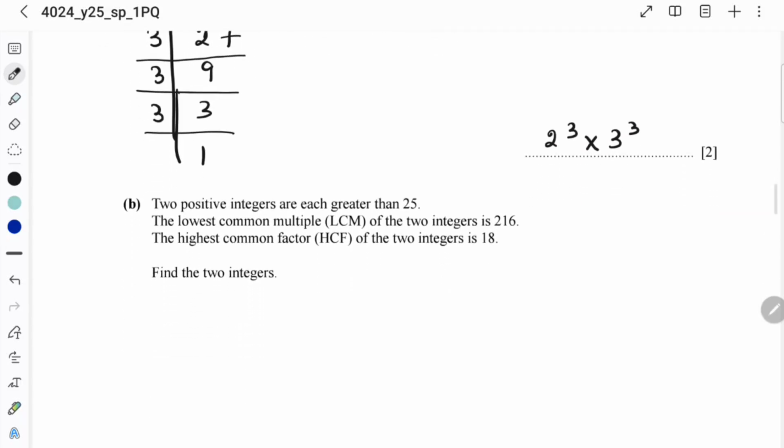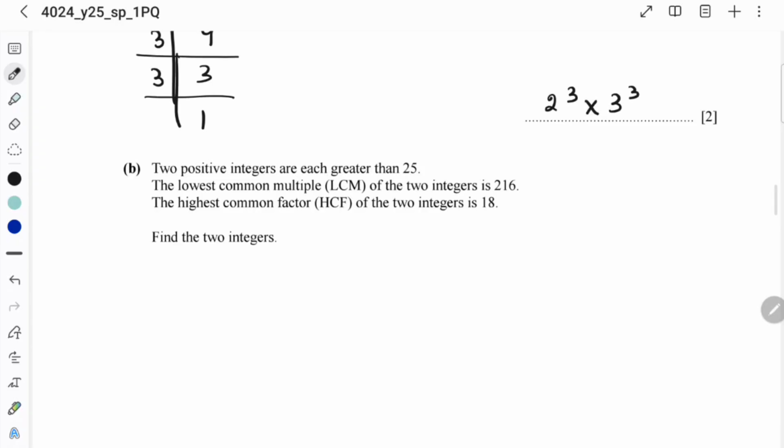2 marks question. Part B, two positive integers are each greater than 25. The lowest common multiple, LCM, of the two integers is 216. So 216, we know that it is 2 cube into 3 cube. And the HCF is 18. It means that we'll have to look for the numbers in the 18 times table. It's the same type of question.